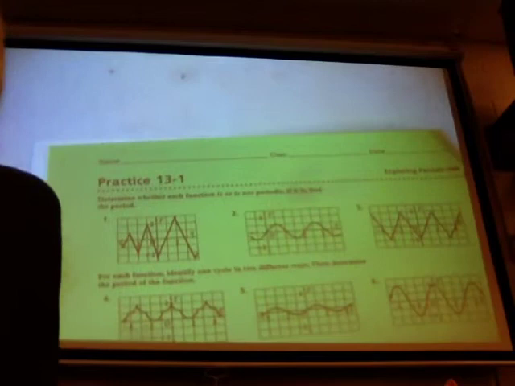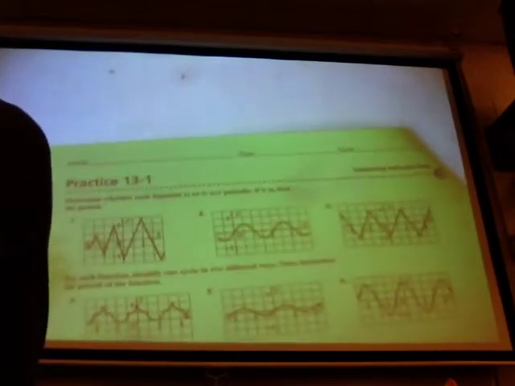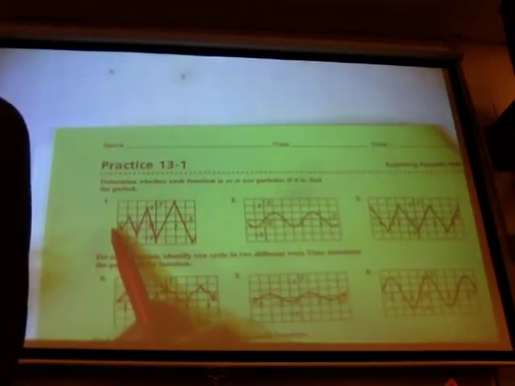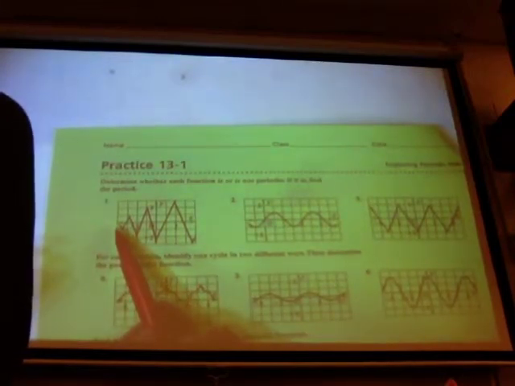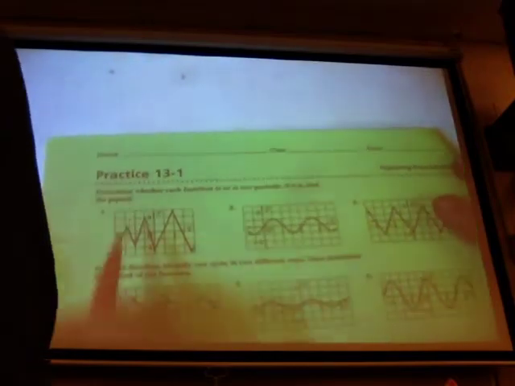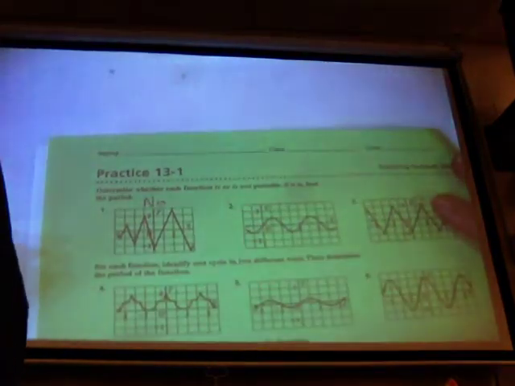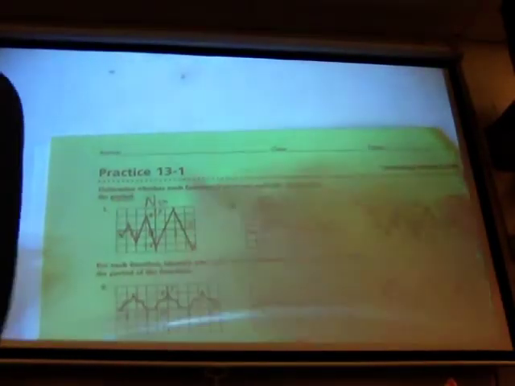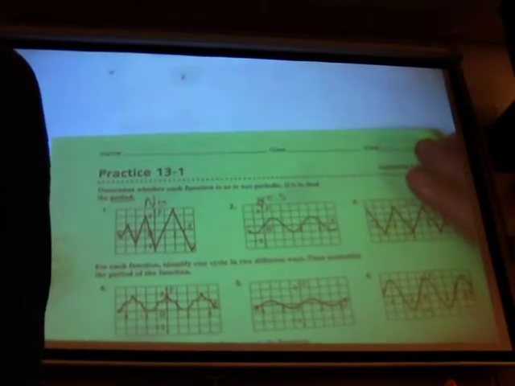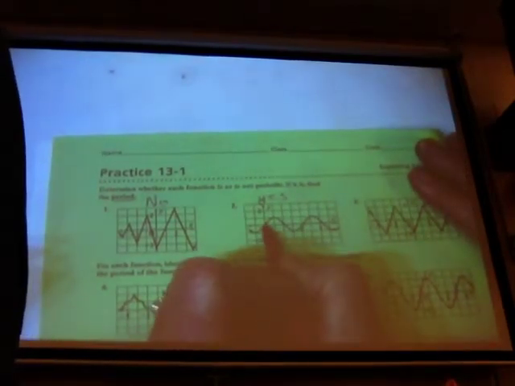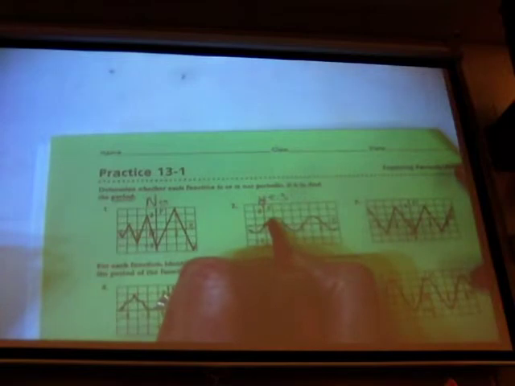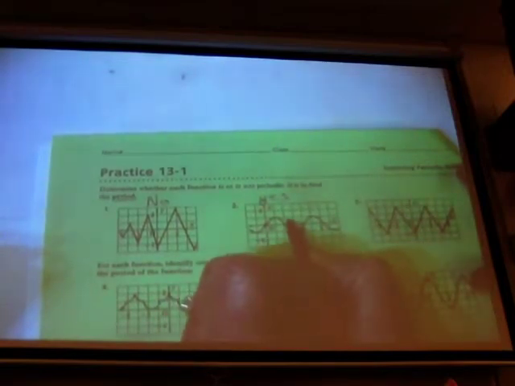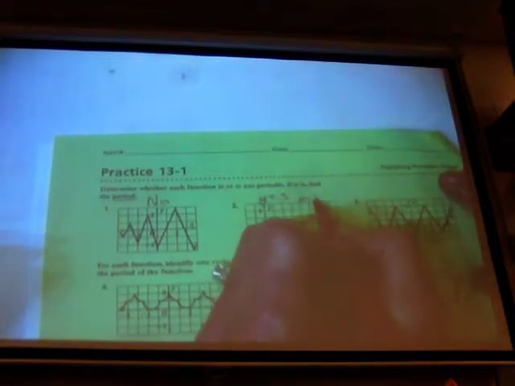First of all, a periodic function repeats the pattern. So do you think number 1 is a periodic function? No, because it doesn't keep repeating, you're exactly right. How about number 2? Yes, and if I want to find its period, it's the horizontal length. If I start at 0, where does it start repeating again? It goes up and down, and then here it starts again. So this is its period. The period is 2.